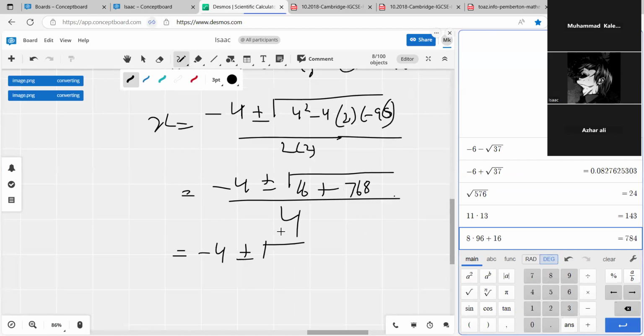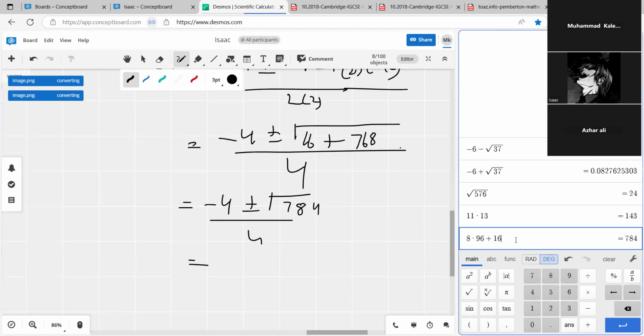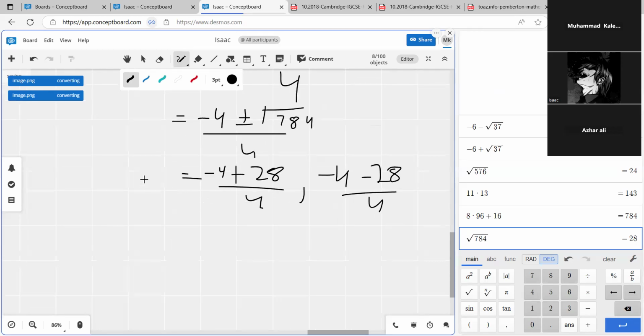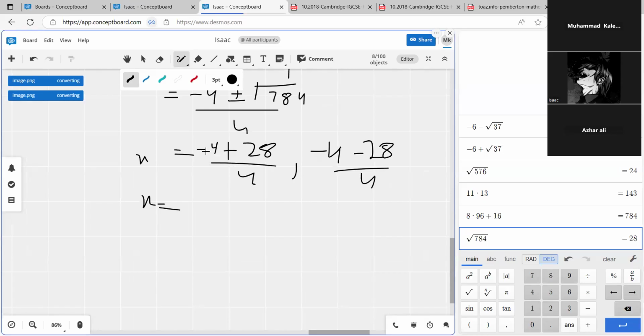We have to add 16 in it. So 784, and root of 784 is 28. So negative 4 plus 28 over 4. Once it will be in addition, once in subtraction, we will get two values of x. 24 over 4 is 6, and the other is not possible. Why is it not possible? Because it will be negative 32 over 4.